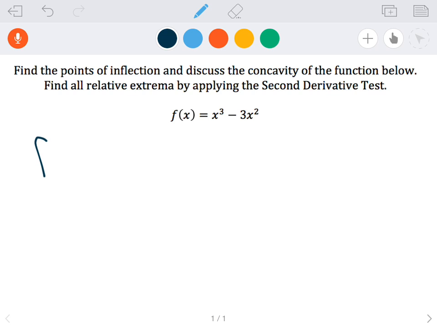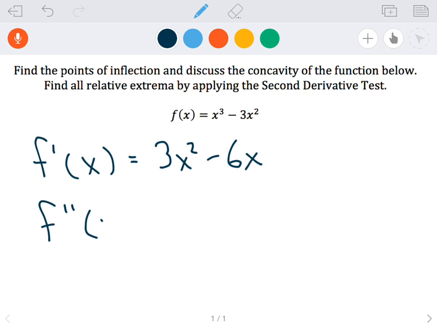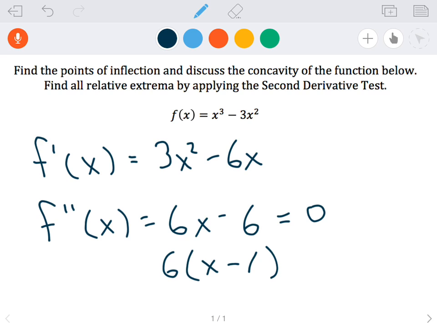So I find my first derivative, f prime of x is 3x squared minus 6x. And then the second derivative is just taking the derivative again. F double prime of x equals 6x minus 6. And to find my point of inflection, I start by setting this equal to 0. So I can factor out a 6, and x equals 1. This is probably my point of inflection, but I do have to test it.